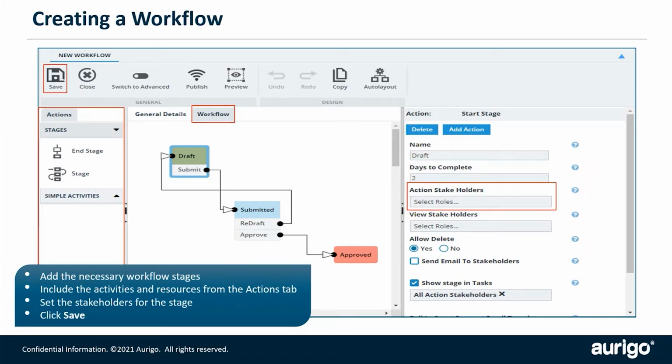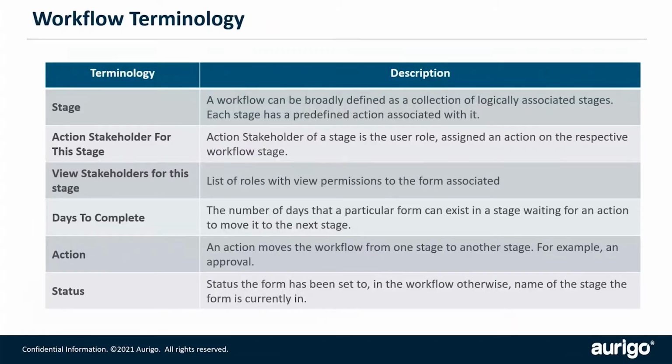But for the assignment, I have requested you to create a 4-stage workflow. So basically what I've requested you to do is add 1 more stage, add actions to them, associate workflow stakeholders to them, action stakeholders to them, so that you will be able to see how the workflow performs when you associate it to your form, right? So these are some of the capabilities.